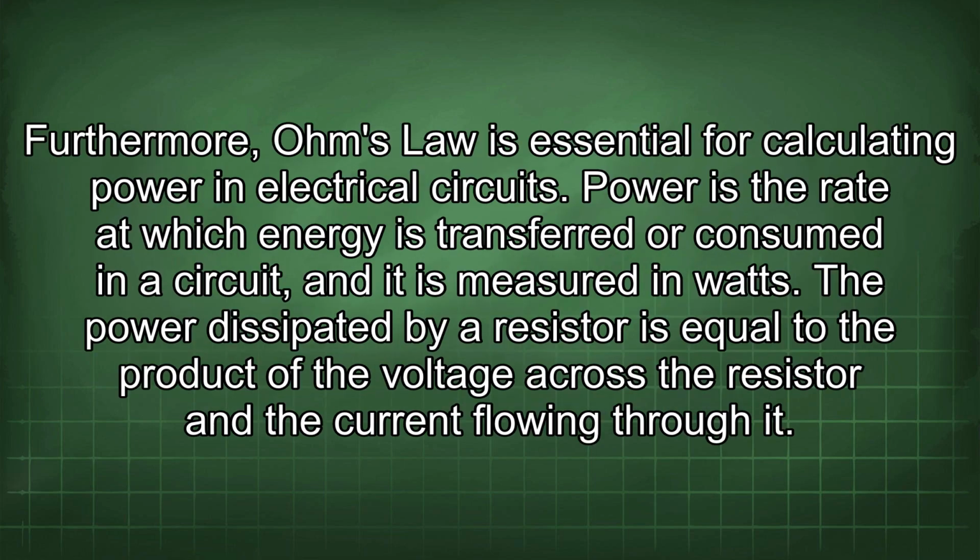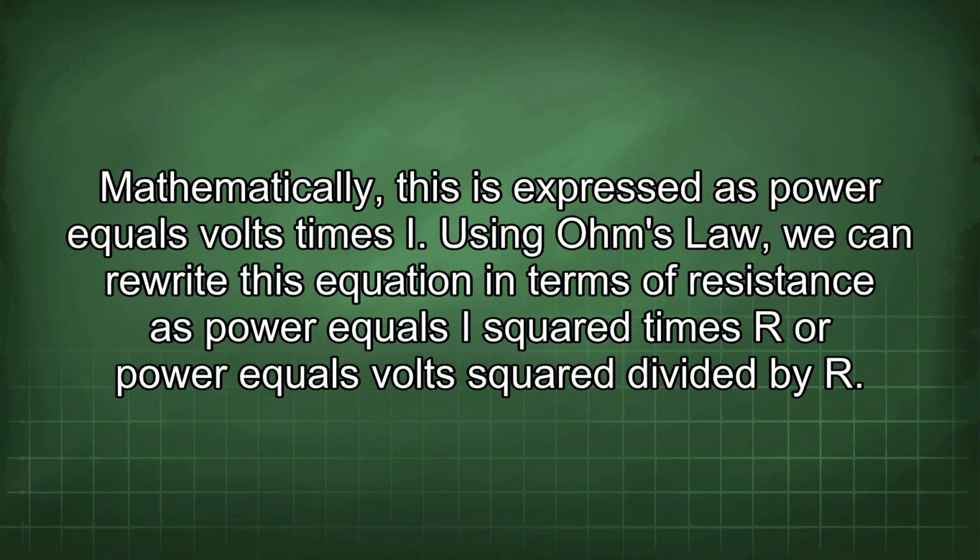Furthermore, Ohm's law is essential for calculating power in electrical circuits. Power is the rate at which energy is transferred or consumed in a circuit, and it is measured in watts. The power dissipated by a resistor is equal to the product of the voltage across the resistor and the current flowing through it. Mathematically, this is expressed as power equals volts times I.